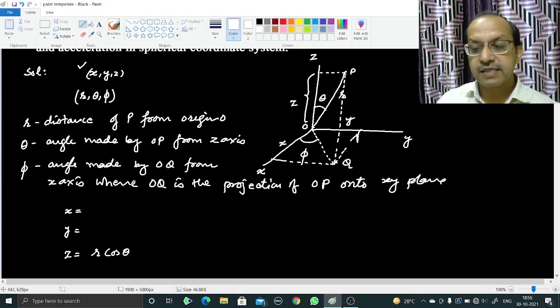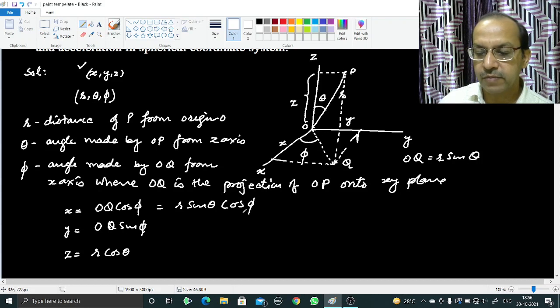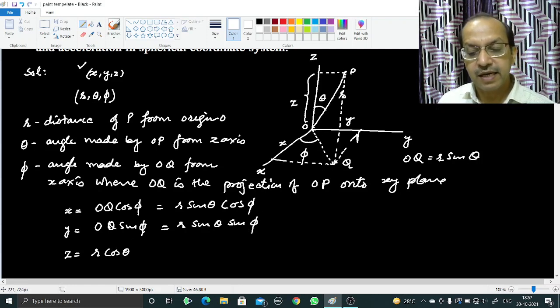What is x? So x is actually the phi component of OQ. That means x is actually OQ cos phi. And what is y? Y is actually the other component of OQ, that is OQ sin phi. Now what is OQ? How can we find OQ? This OP has two components, one along vertical axis and one along xy plane. The vertical component is r cos theta and the horizontal component is r sin theta. It means OQ equal to how much? It is r sin theta. So we can place it here. So x will be equal to r sin theta cos phi. What is y? It is r sin theta and sin phi. What is z? It is r cos theta. That means x, y, z are now written in terms of r, theta and phi.